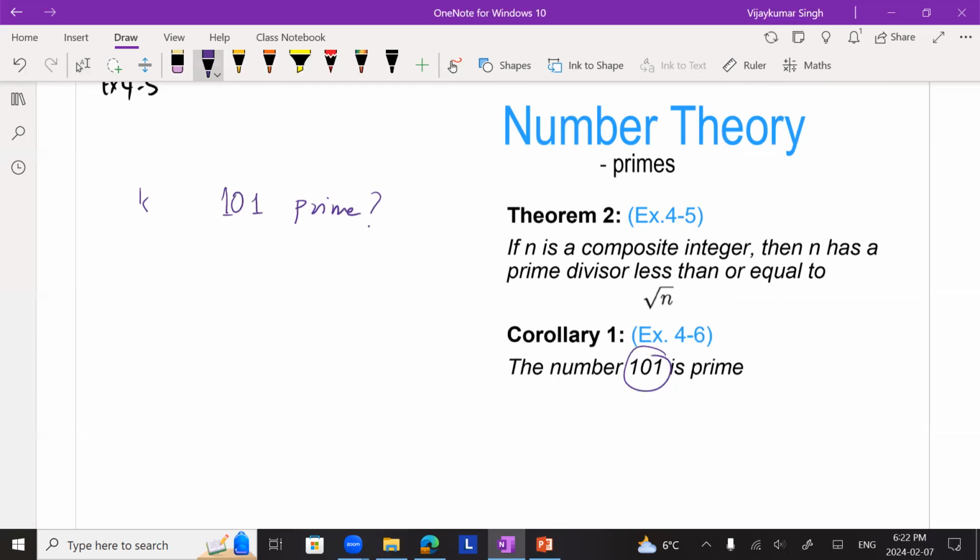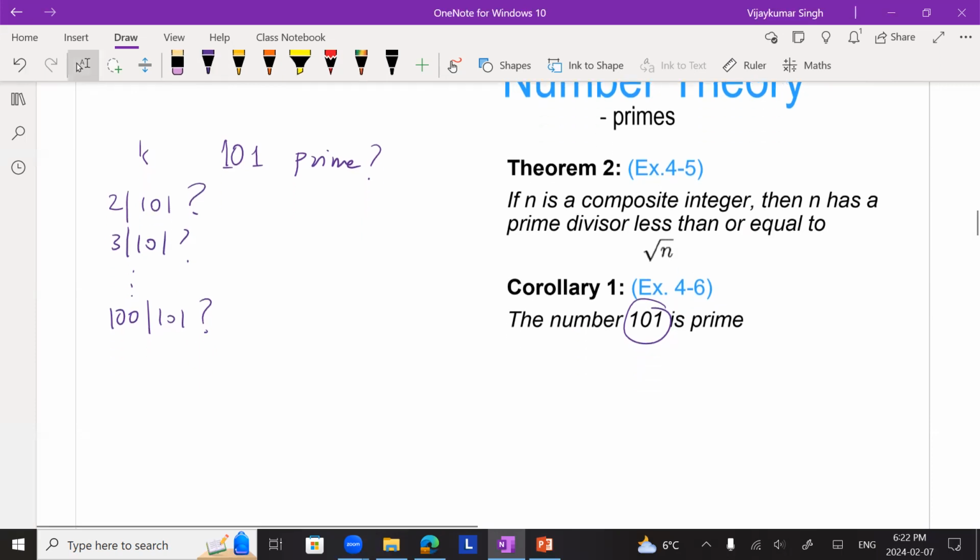You can ask the questions: does 2 divide 101? Does 3 divide 101? And so on, all the way until 100. When you see that none of them is true, then we declare that it's prime. If one of these numbers divides it, then it's composite, right? Does that make sense? Now, we don't need to go that far. The result is you actually just need to go until the square root of n.